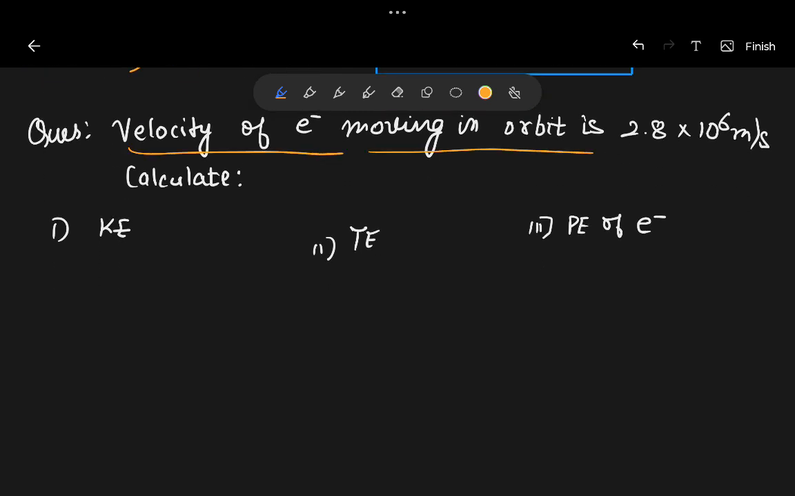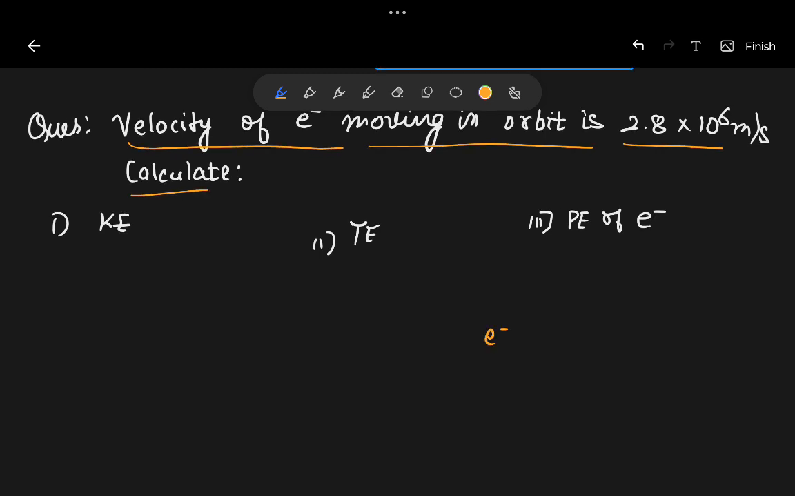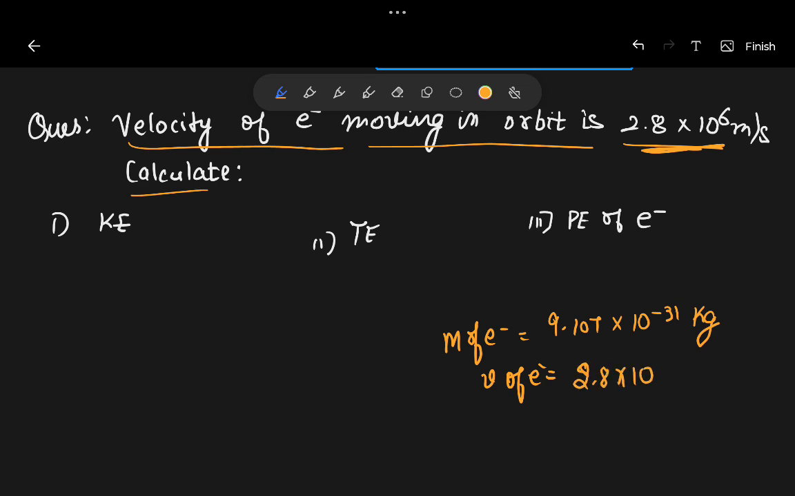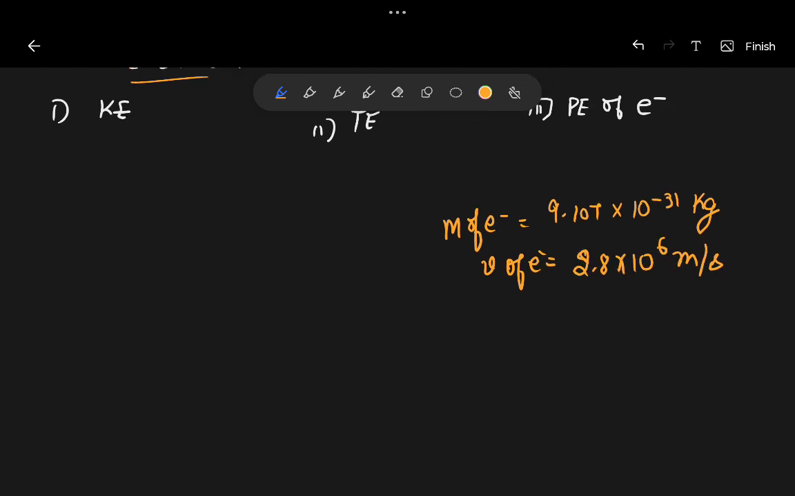Velocity of electron moving in orbit is this much. Calculate this. So now for electron, as you know, the mass of electron, it would be m of electron, it would be 1.6. No, it's not like this, it's 9.107 into 10 to the power -31 kg, and this is the velocity of electron. It is given 2.8 into 10 to the power 6 meter per second. Now to find kinetic energy, here we can use this formula, half mv square. Let's try to find kinetic energy.